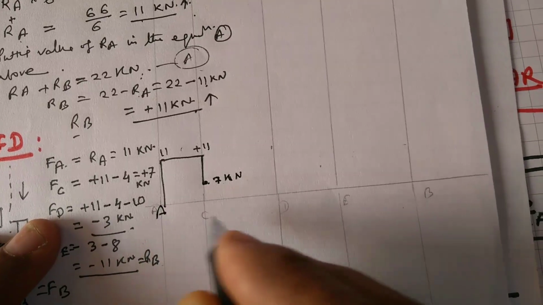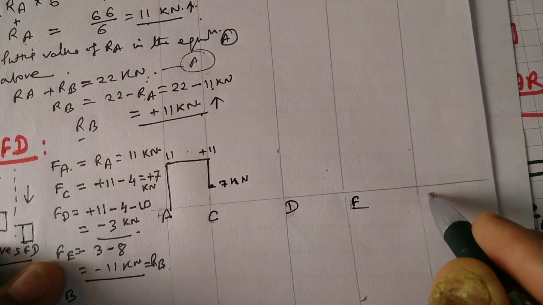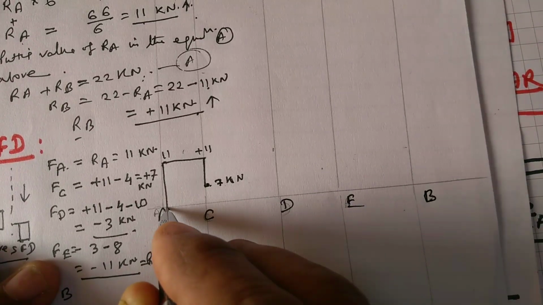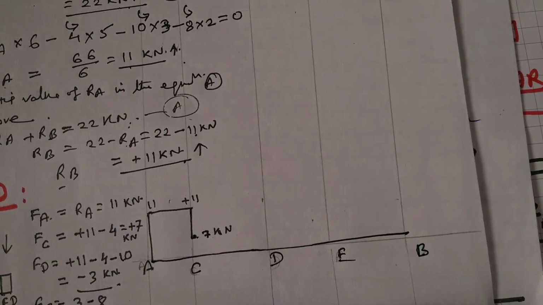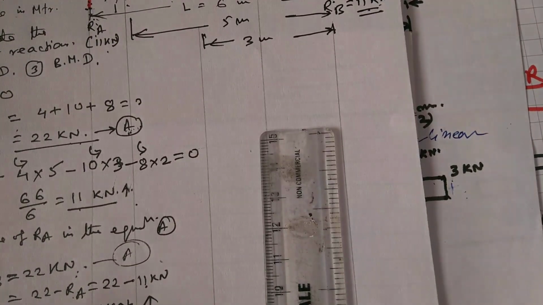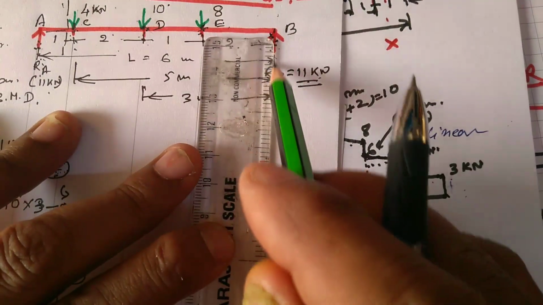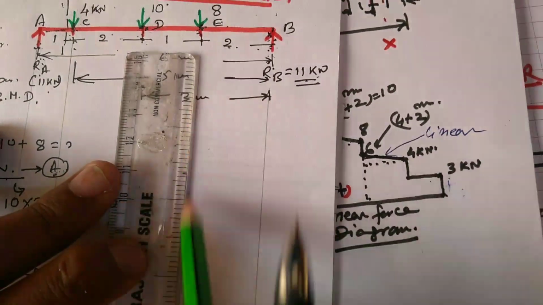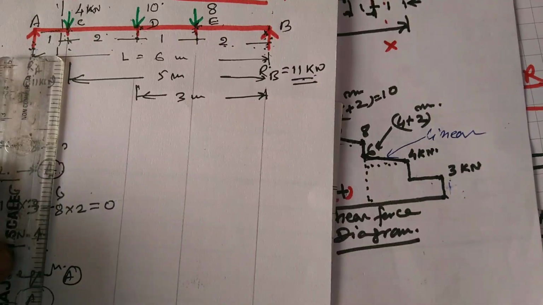Write down A, this is C, this is D, this is E, and this is B, and one horizontal line should be there. By scale, with the help of a pencil, draw all the points here. All the points should be projected.